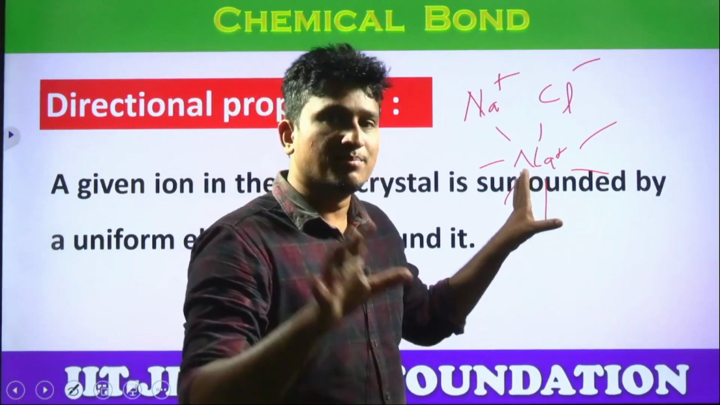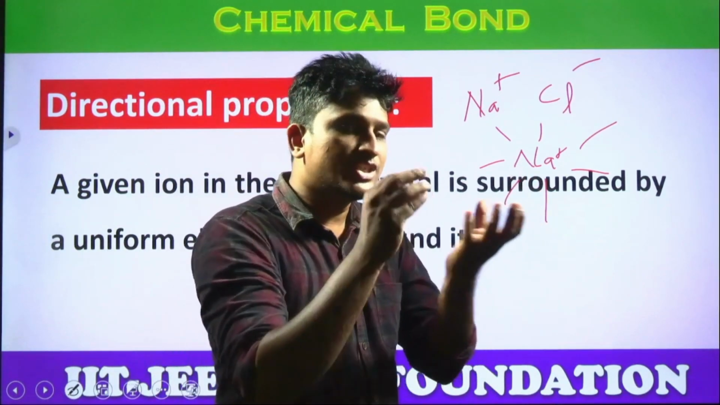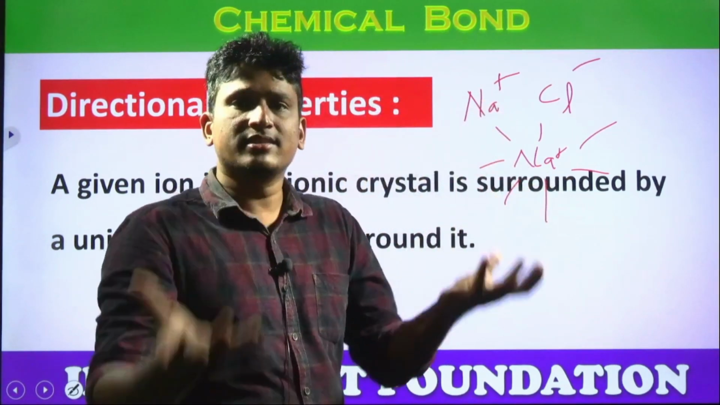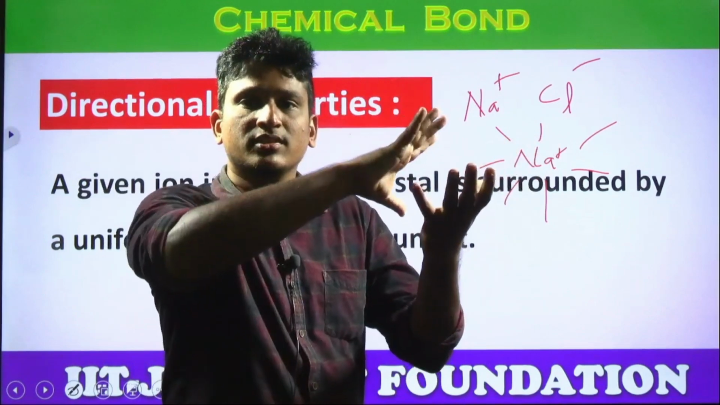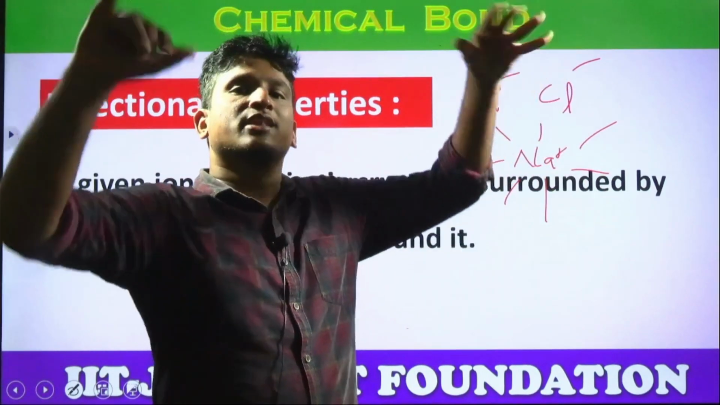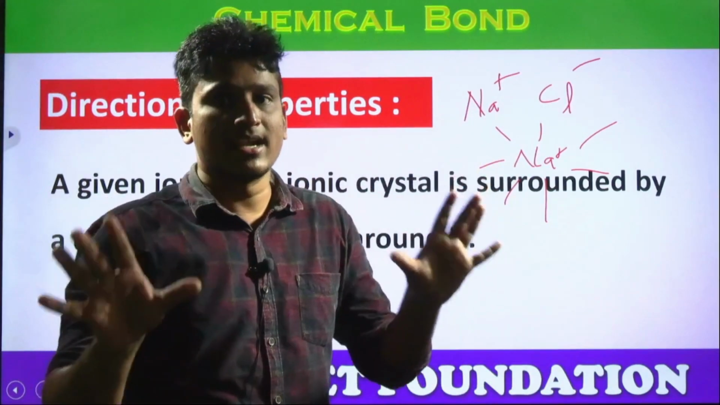So, in general, the point of directional nature is that the bond is not given in a particular direction. It is giving the charge. Yes or no, students? The charge will be shown throughout. So opposite ions will be surrounded. Again those chloride ions are surrounded by sodium. That's how the crystal lattice is.